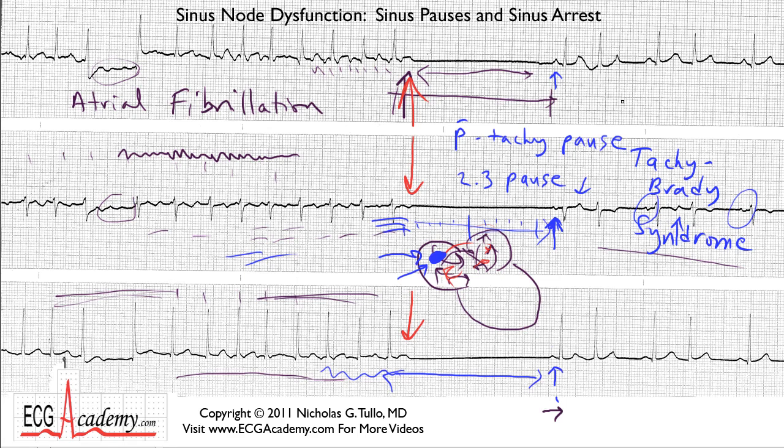Now, in the next video, we're going to talk about a very special type of pause due to a physiologic abnormality in the conduction of the sinus impulse to the atrium, and that's known as sinoatrial exit block.